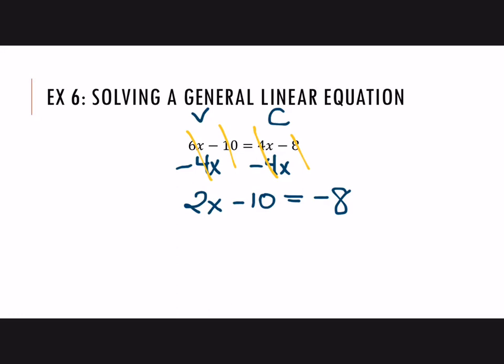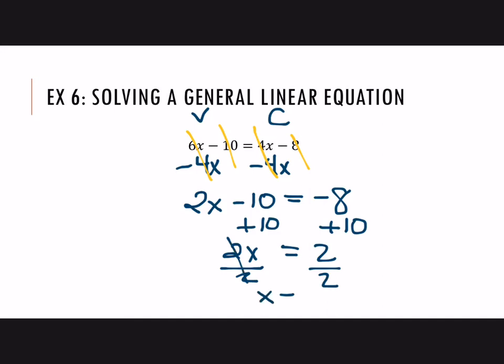Then I'll add 10 because I'm still trying to get the constants to the right-hand side of the equation. So I have 2x, minus 10 plus 10 is 0, and then on the right, 10 minus 8 is 2. Variables on the left, constants on the right. I've combined all like terms, so the last thing to do is get rid of this coefficient, the 2, and I'm going to divide by 2 to do that. So I end up with x equals 1.